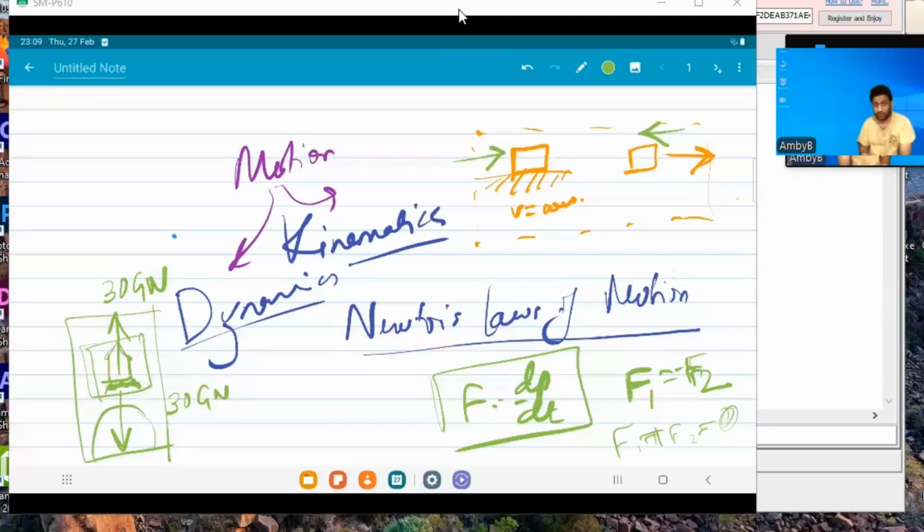So what is the statement of the third law? Every action has an equal and opposite reaction. Now what is action? The surrounding acting on the object or the system. Action on the system, reaction received from the system. So both action and reaction are not acting on the system. When we are talking about action and reaction, we are talking about the universe.